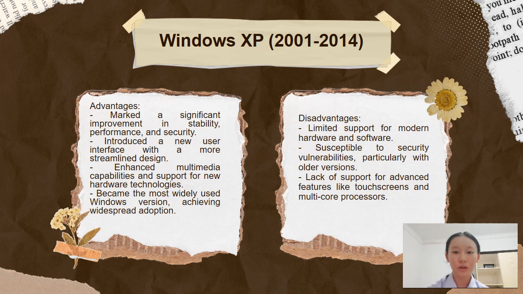It became the most widely used Windows version, achieving widespread adoption. The disadvantage is limited support for modern hardware and software, susceptibility to security vulnerabilities, particularly with older versions. Lack of support for advanced features like touchscreen and multi-core processors.